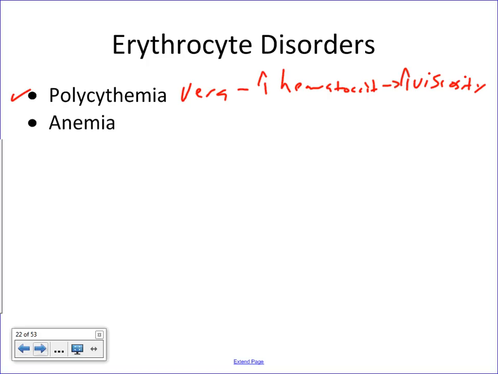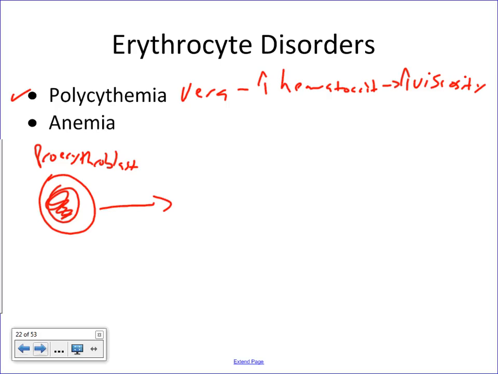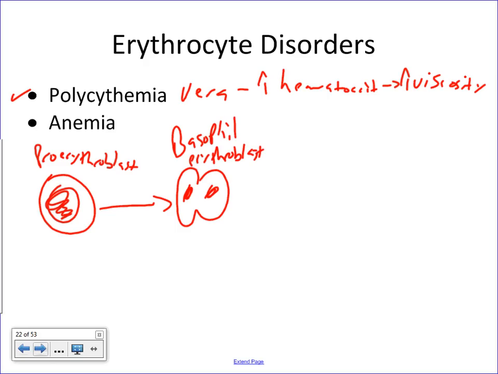Okay, and then anemia. There's different types of anemias that can occur. And you remember before I said that, when we produce red blood cells, we go through a process. The first step is the production of what's called a pro-erythroblast. Okay, and then they start to divide and then form into what's called a basophil erythroblast. All right. And then as they keep developing, then they form into polychromatophil erythroblasts.